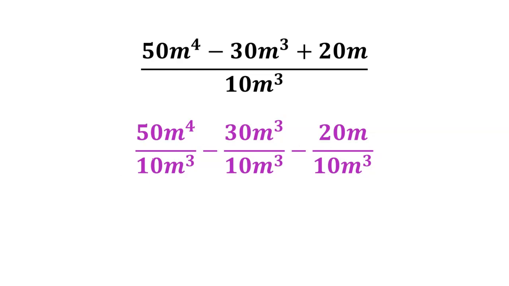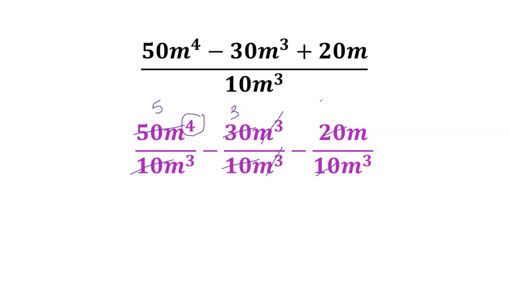Let's get started. So 10 goes into 50 5 times. Your m should stay on the top because your 4 is higher than 3. 10 goes into 30 here 3 times. Now in this case, m cubed and m cubed will cancel each other out because they're exactly the same. It will be 1. So basically 3 times 1 will stay as 3.